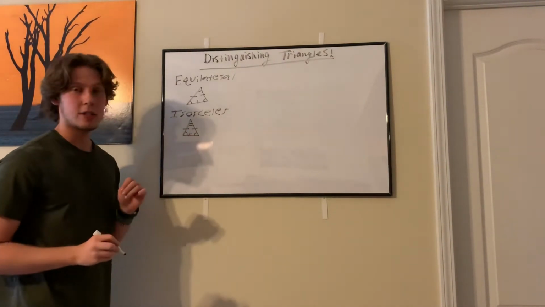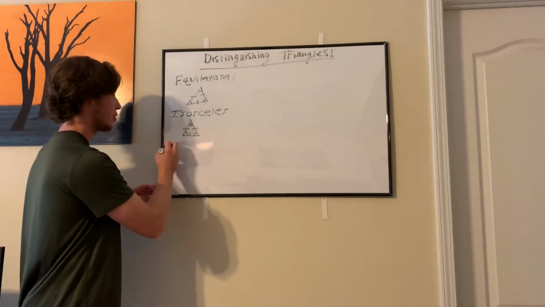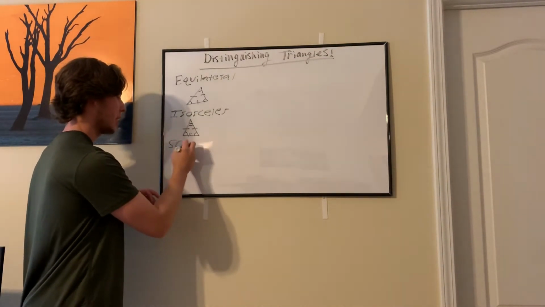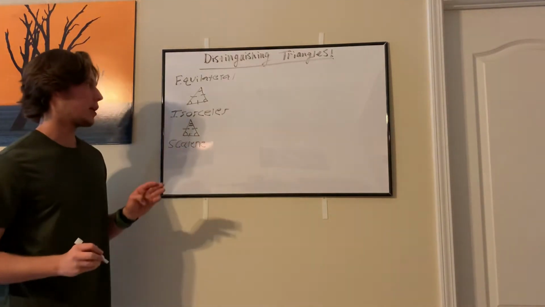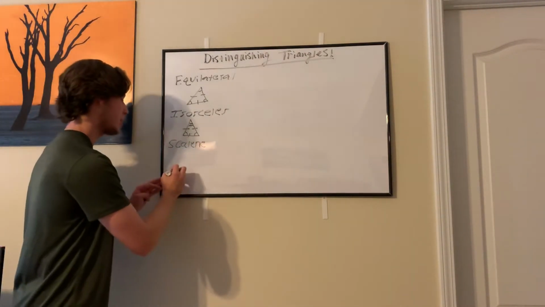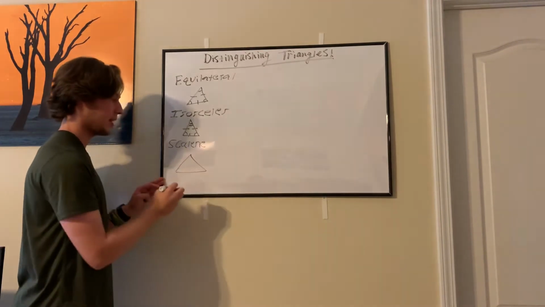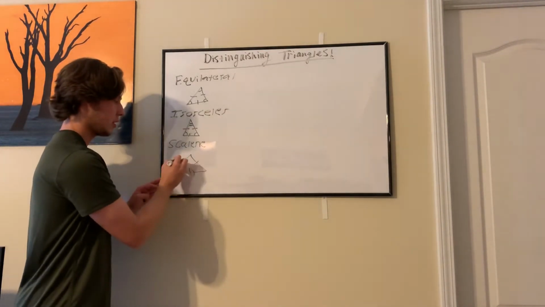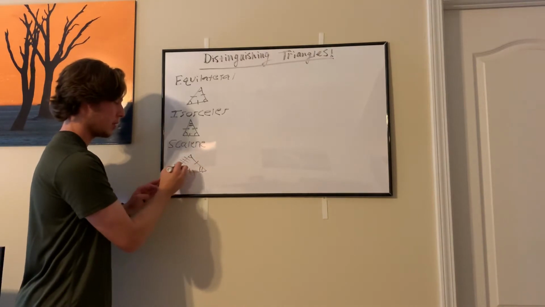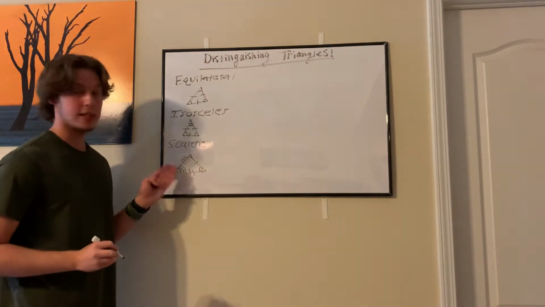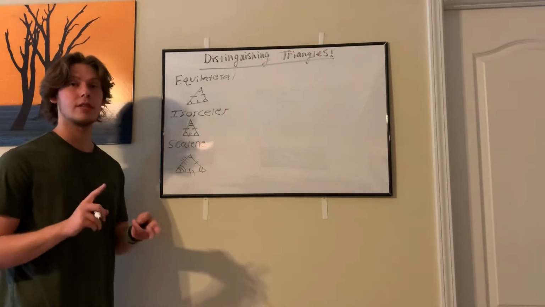And then the last triangle we're going to be talking about in the main group of triangles is the scalene triangle. And the scalene triangle, unlike that of the equilateral and the isosceles, has absolutely no side lengths equal and no internal angles equal. So everything is completely different with this triangle as far as angles and side lengths.